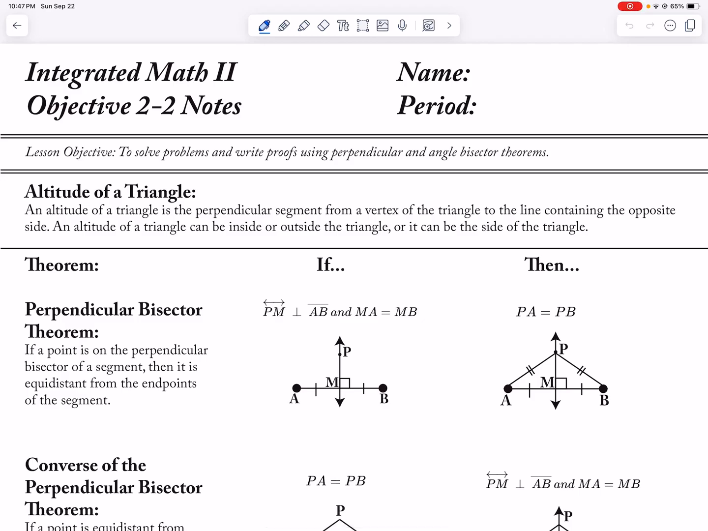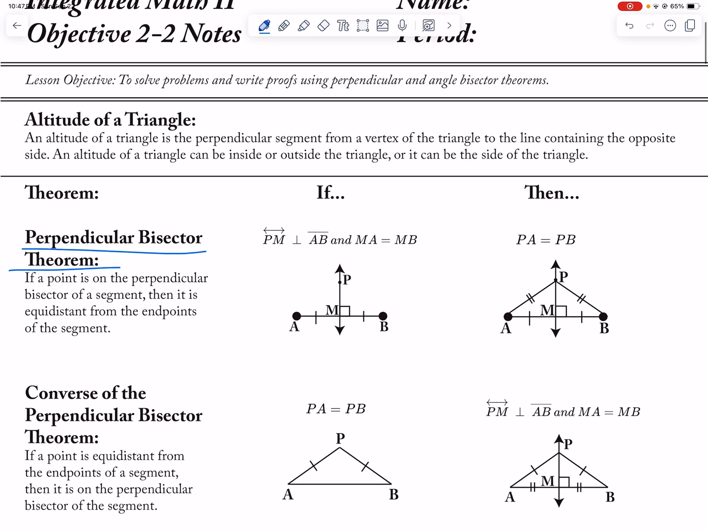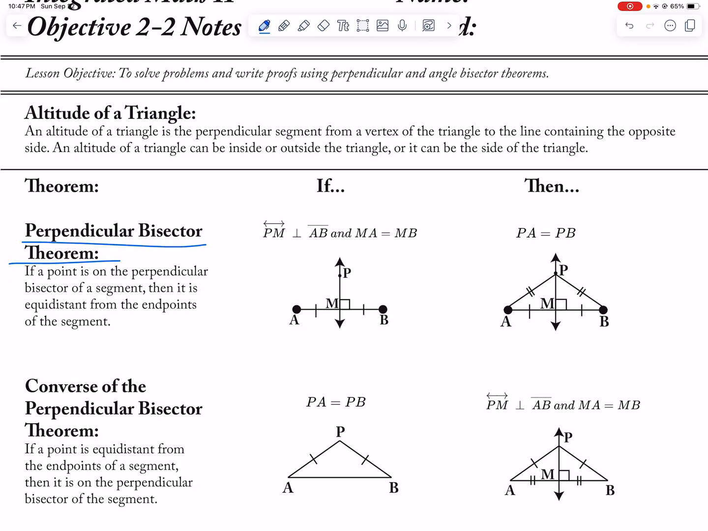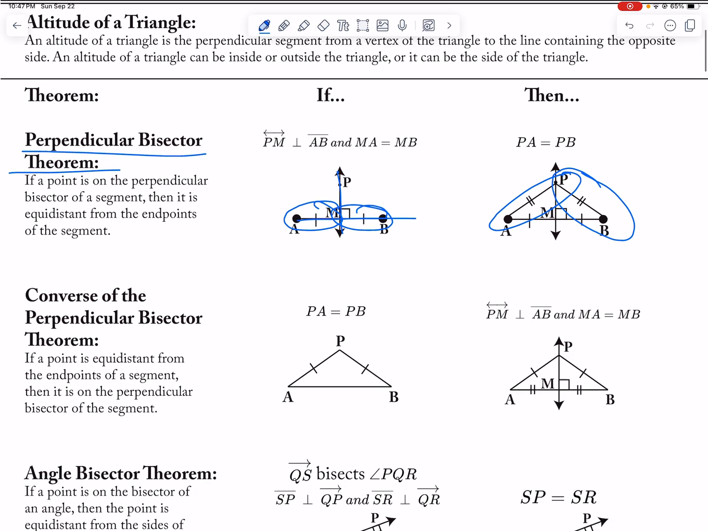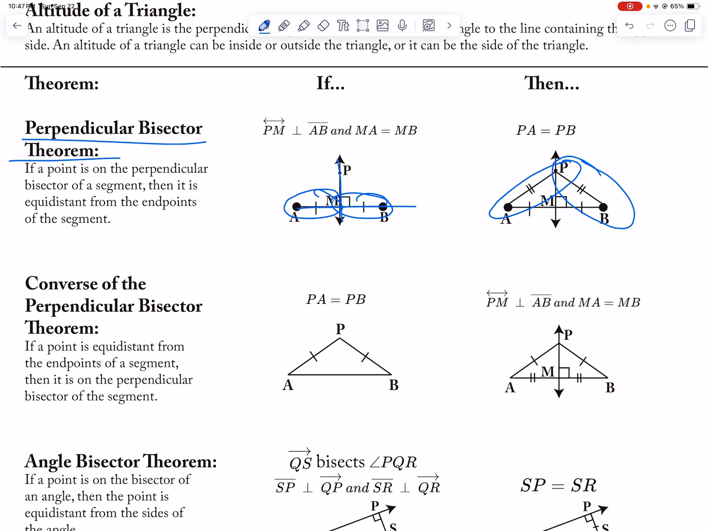Okay, so let's go ahead and take a look at this lesson. This lesson has the perpendicular bisector theorem. If these two lines are perpendicular and MA is equal to MB, then I can draw diagonals, and those diagonals would be congruent. The reason why that's true is because of side angle side. So that's how I can make triangles congruent.